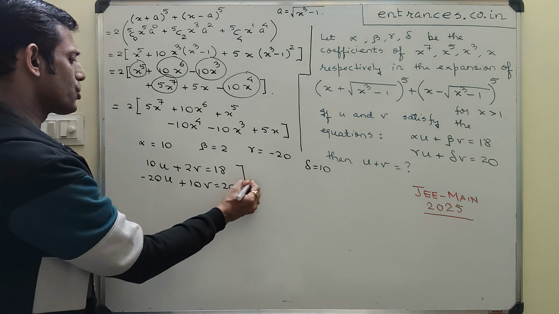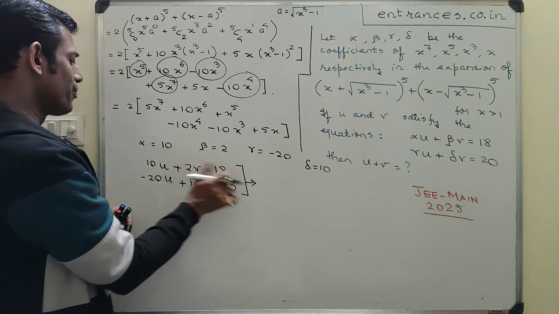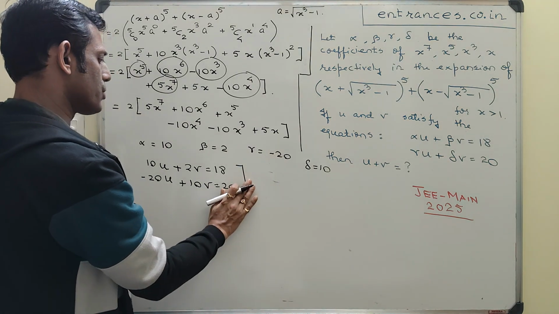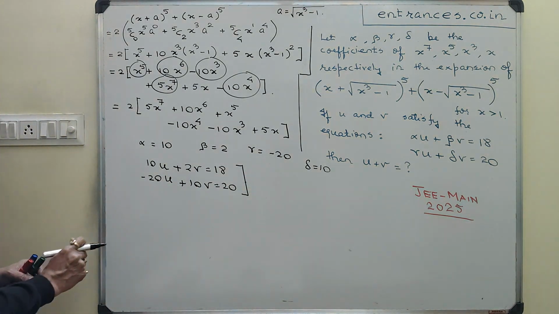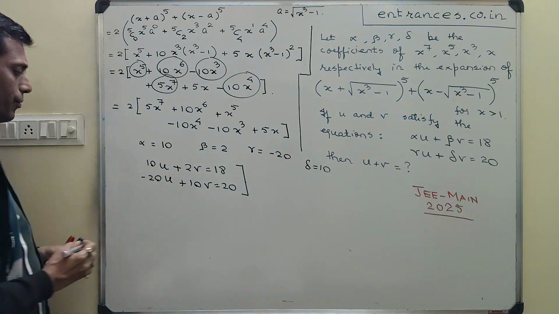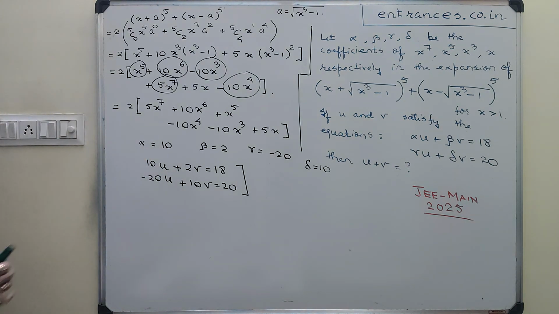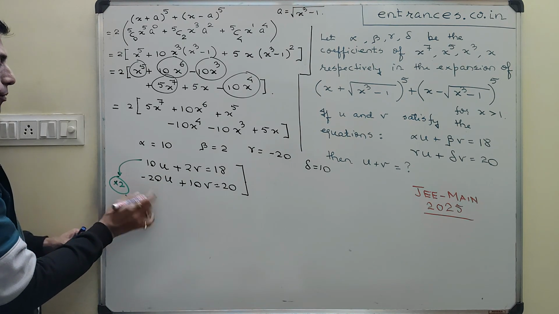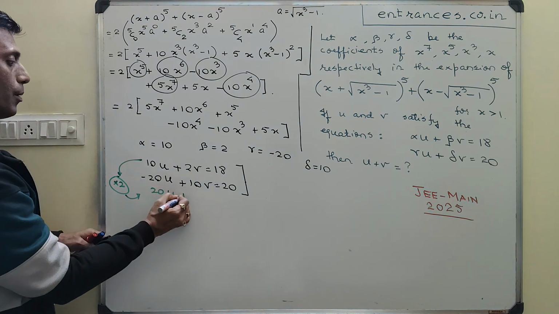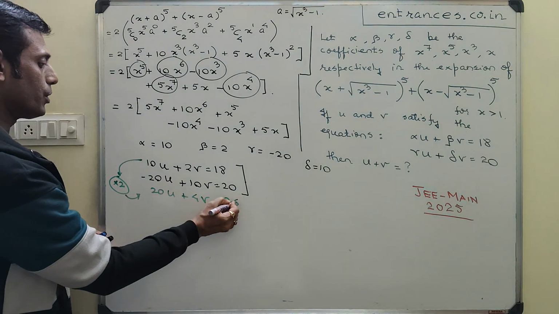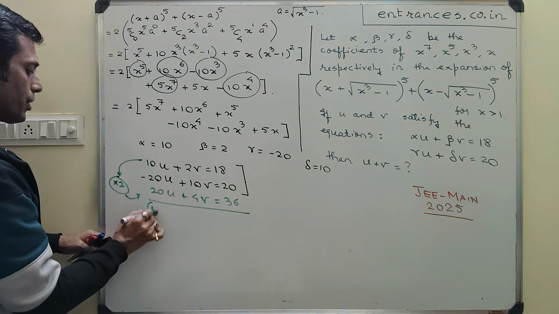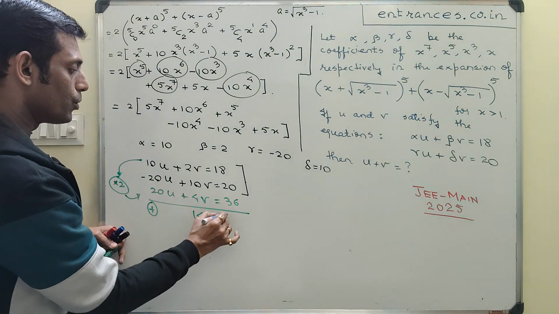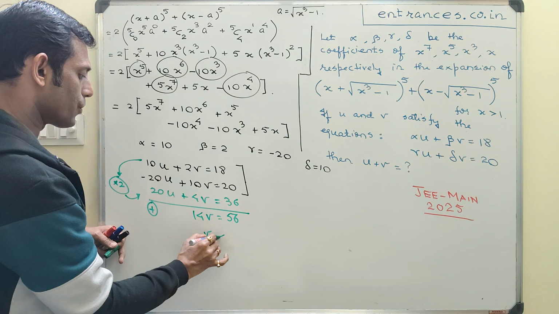I think you can easily resolve this to equations like this. Let's solve. If you multiply by 2, then we are going to have 20u plus 4v equal to 36. This goes off on addition, and then we have 14v equal to 56. So v is equal to 4.